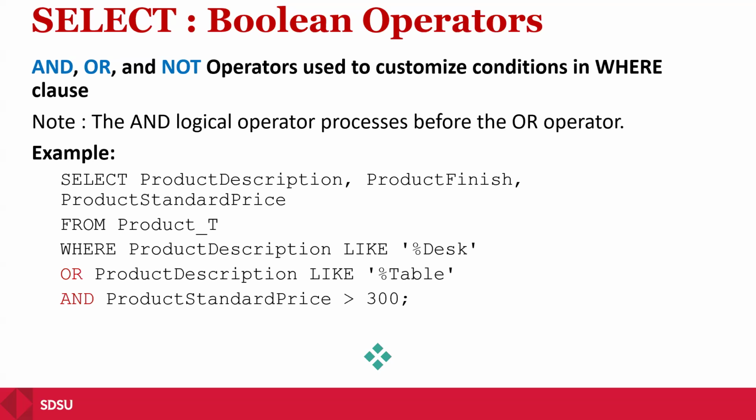When it comes to Boolean operators, there is a certain order in which they're executed. For example, in this case, our goal is to find all the product descriptions that look like desks or tables, and the standard price is greater than 300. So anything that has "work desk" and "work table" and has a product price greater than 300 is going to be returned from this query.